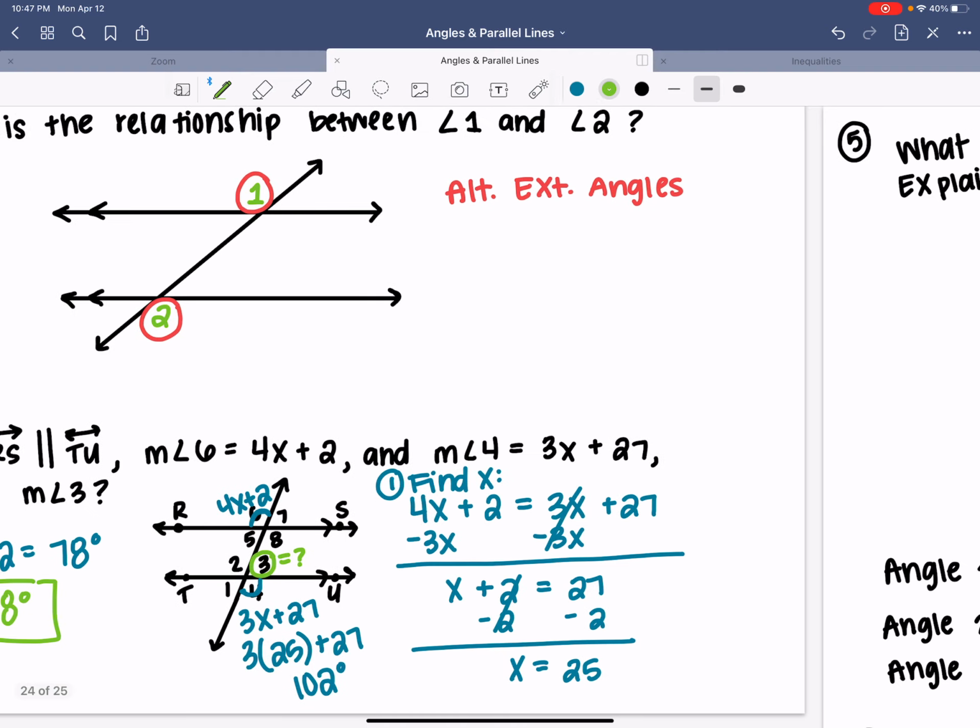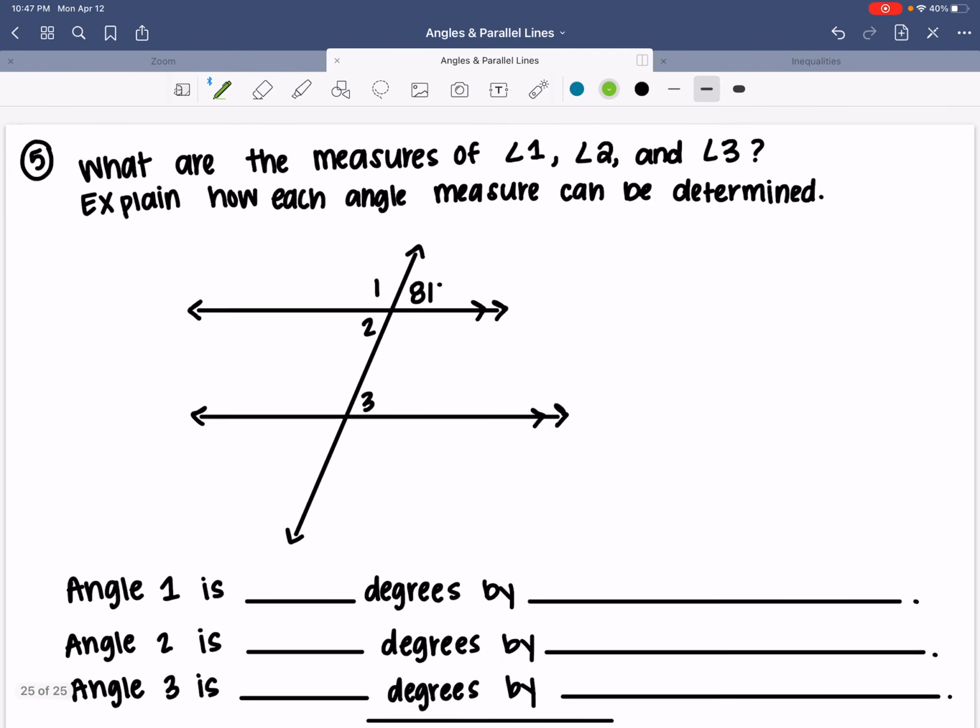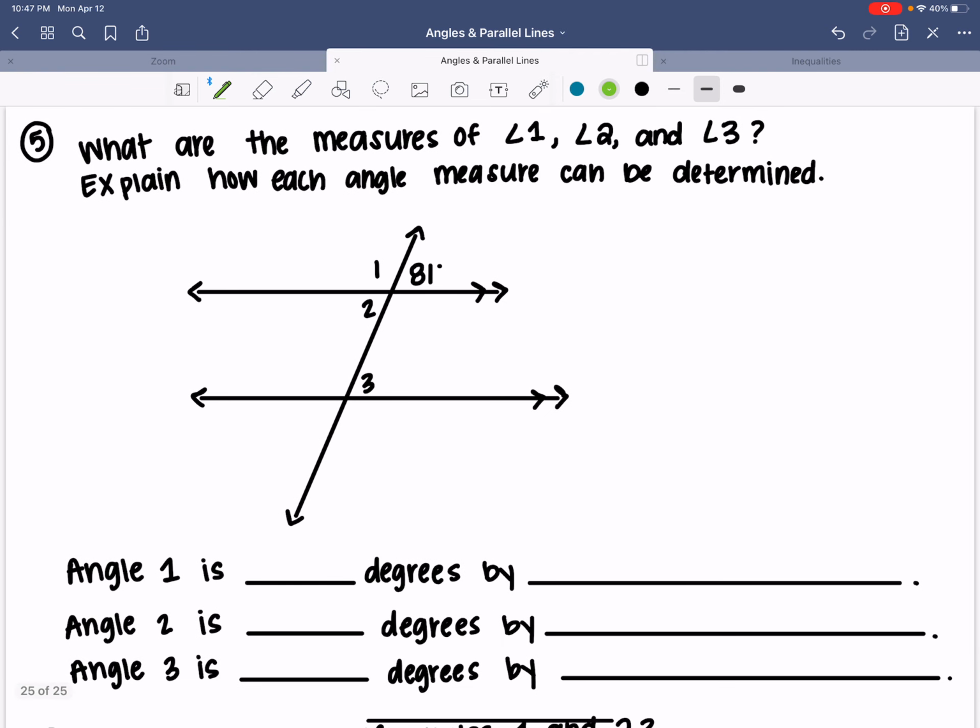All right, and example 5. Okay, this one incorporates a little more vocabulary and some more of those theorems that we've talked about. What are the measures of angle 1, angle 2, and angle 3, and explain how each measure can be determined. So we already know that one of those measures is 81.